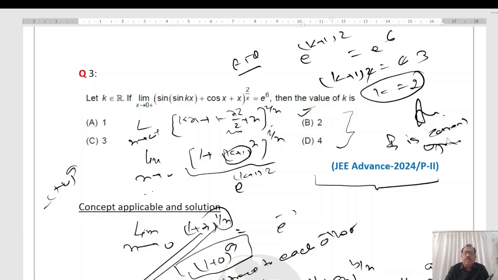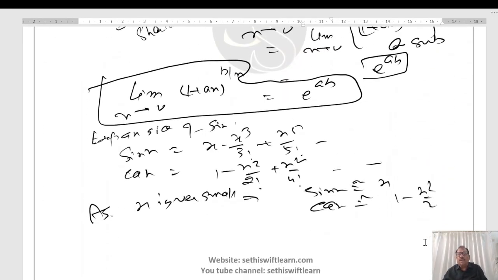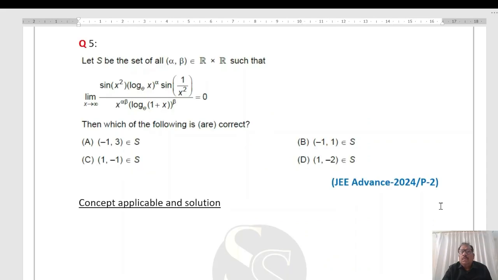Question was very simple if you know the concept. Concept where if x is approaching to 0, then this can be written as kx, this can be written 1 minus x square by 2 simply. And the formula is limit x tends to 0, 1 plus ax की power b upon x. The answer is e की power ab. How we achieve, we have discussed here in detail. Right? Now, next question.